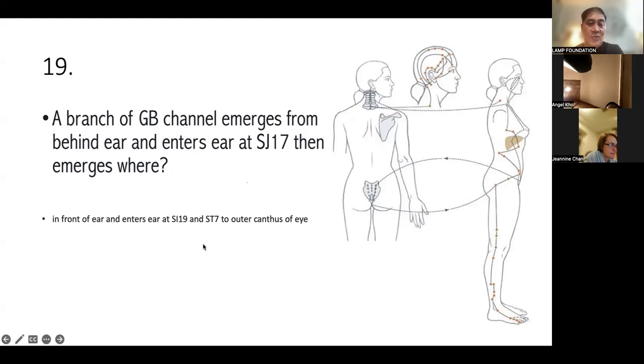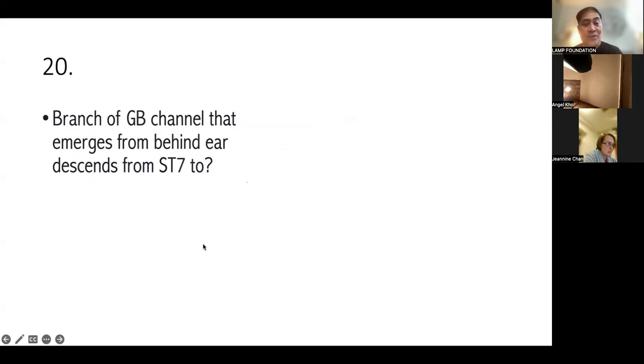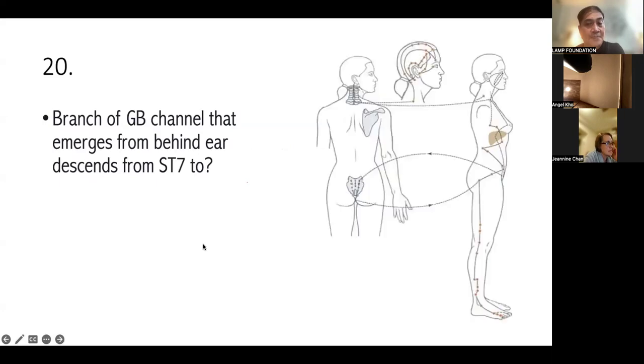So these are the things that we need to really address para hindi tayo magkaroon ng lines. No? And the last one for you, Ma'am Joy, is what is the branch of the gallbladder channel that emerges from behind the ear, descends from the stomach 7 to what? To the corner of the jaw near stomach 5. So that is why you have to do like that.